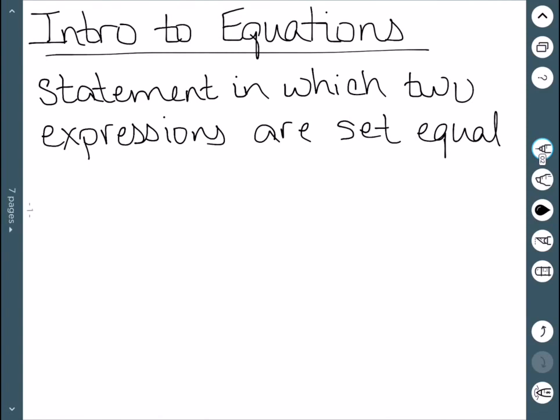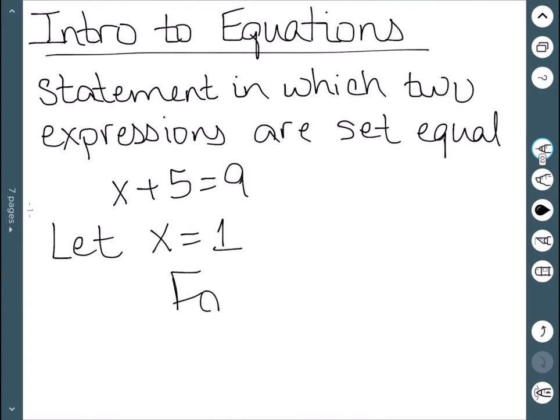Equations can be either true or false. For instance, if we have the equation x plus 5 equal to 9, and I say let x be equal to 1, then this would be a false equation. However, I could also say let x be equal to 4, and then it's a true equation, but either way it is still an equation.